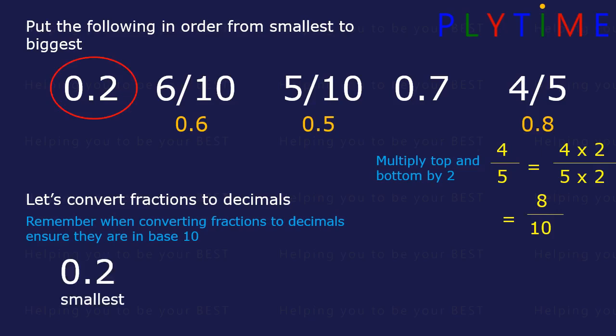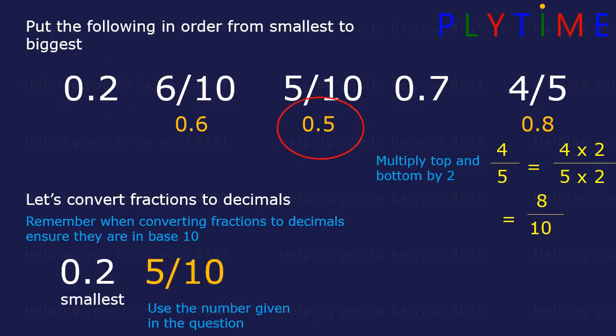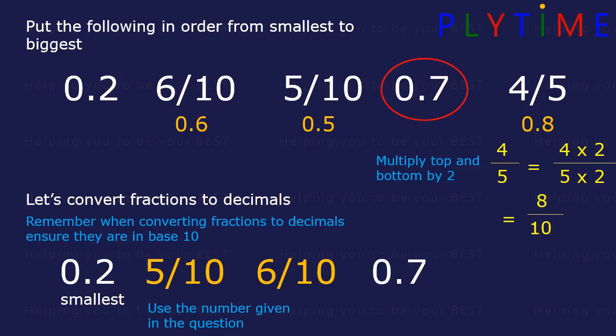The smallest is 0.2, the next is 0.5, but we must remember to use the numbers in the question, so it's 5/10. Then it's 6/10 or 0.6. Then it's 0.7, and finally the biggest is 0.8 or 4/5.